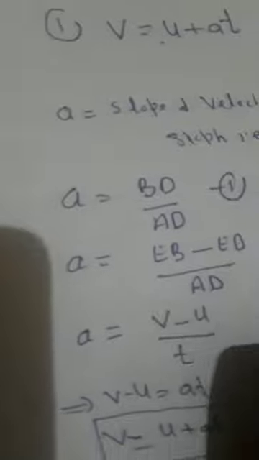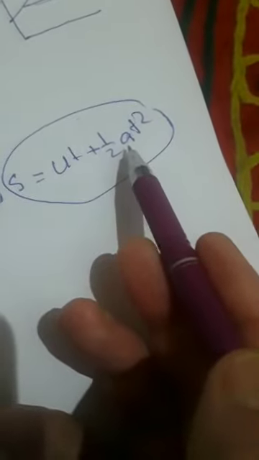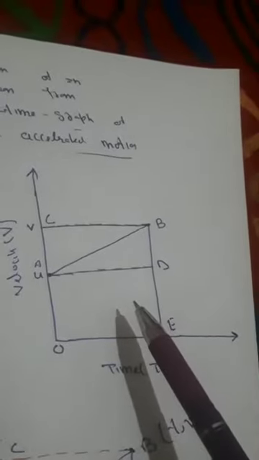Now we can move to another equation of motion, s is equal to ut plus 1/2 at square. Distance is equal to initial velocity times time, and so on. Now how can we find the distance? If you remember, I showed this in the previous lecture: this is the distance covered. S is equal to the area of this figure, which is a trapezium. The area of the trapezium is equal to the area of OABE.